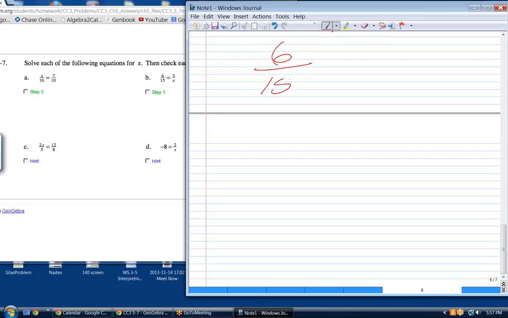In the numerator, not the denominator. So can you flip them? Yeah, you actually can.